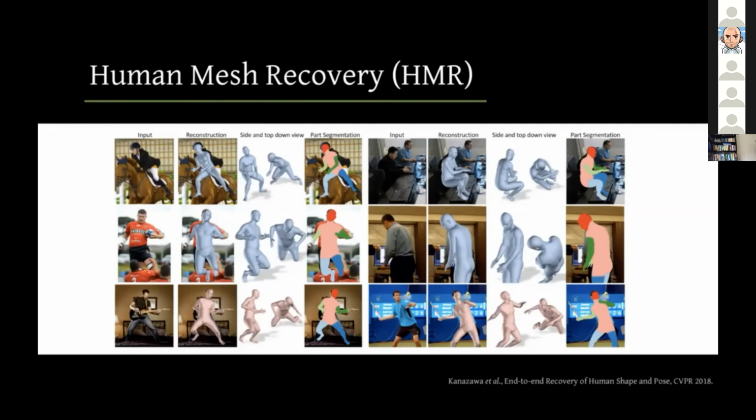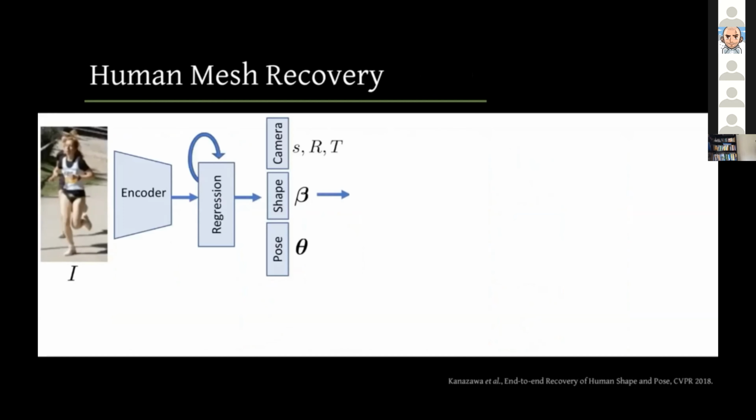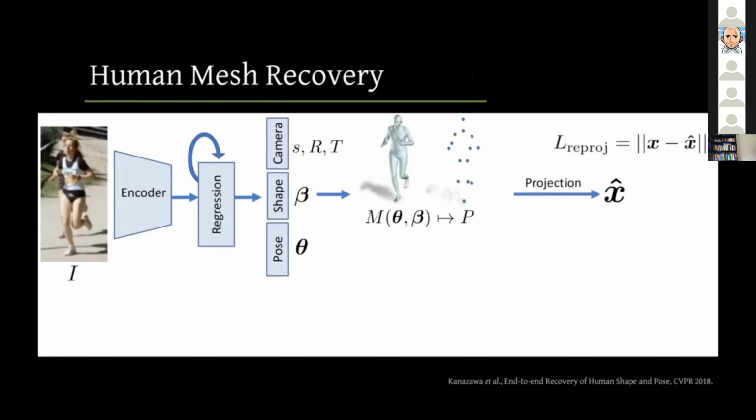A common approach to estimate SMPL from images is an end-to-end framework called HMR, Human Mesh Recovery. HMR passes an input image I through a convolutional encoder. Convolutional features of the image are sent to a regression module whose objective is to infer the 3D human body and the camera. Then 3D joints are projected to 2D using the estimated weak perspective camera.